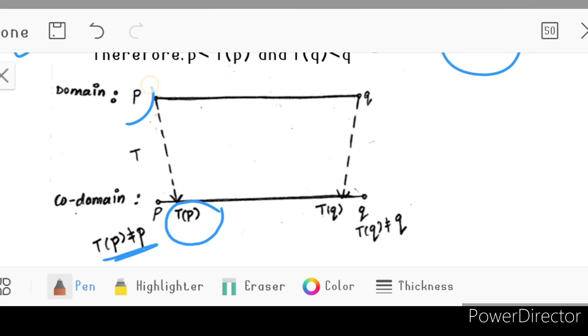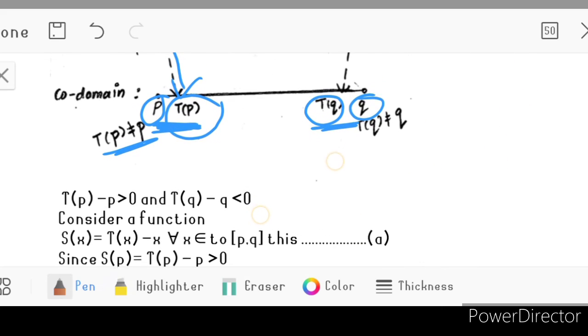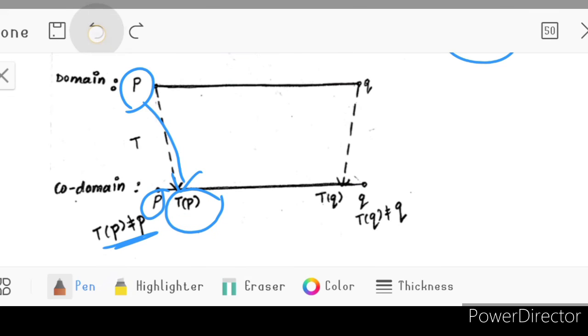We are getting the image of P over here, not over here, okay? Both of these points are not equal. T of Q and Q, both of these points are not equal. So we are getting the image of P and Q somewhere else, not at the same point. So from the diagram itself, let me make it more clear.